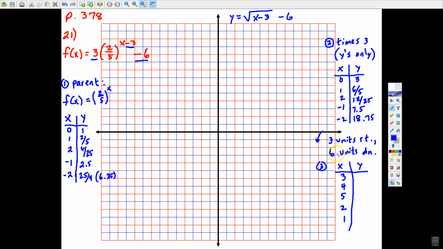Now let's do the 6 units down. The way I'm going to do that is take each one of these y coordinates and subtract 6 from them one at a time. 3 minus 6. This is 1.5, and if you need to grab your calculator for that, that would be okay.